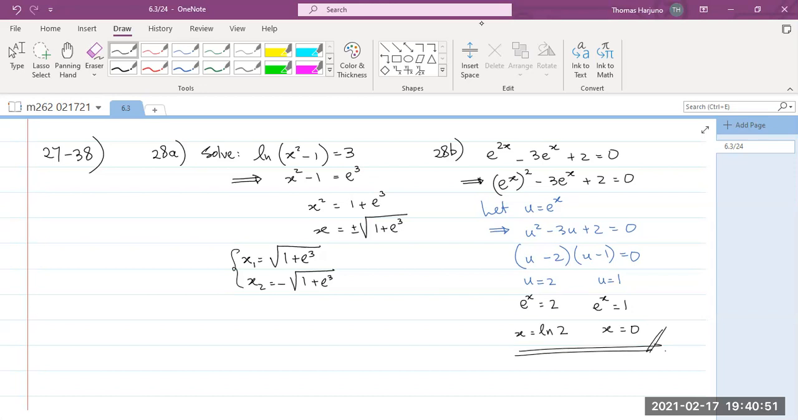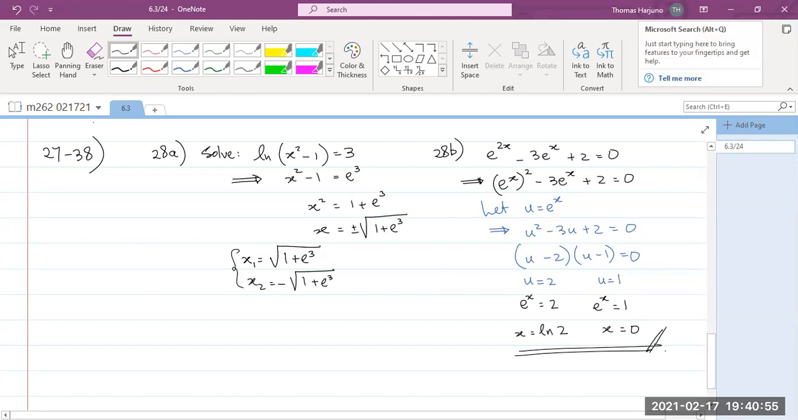That's for number 28. Can you suggest other questions to work on? Can you do number 30? I can do number 30. Number 30.